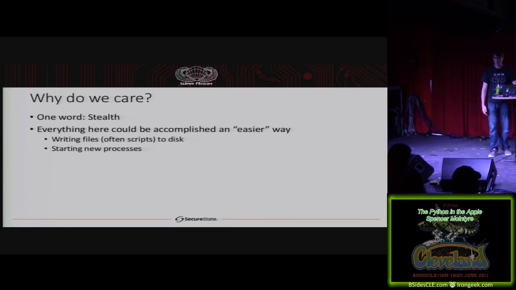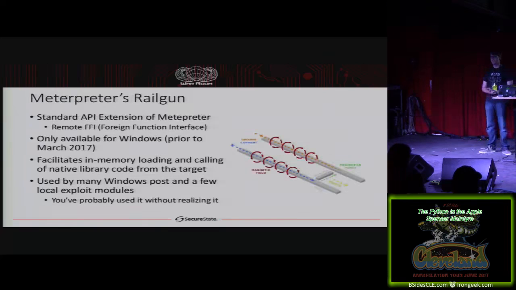Fair warning, though, one of the drawbacks Railgun does have is that it's a lot slower. In order to do this, there's a lot of I/O back and forth between Metasploit, the controller, and the actual Meterpreter host. So it's a little bit slower, but it's going to be a lot more stealthy, and you're not going to have to write anything out to disk, things along those lines. So this is how Railgun actually works.